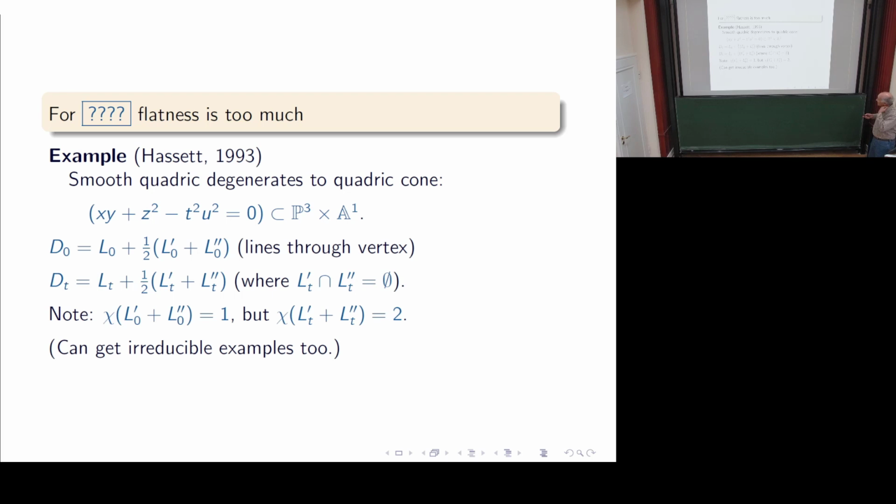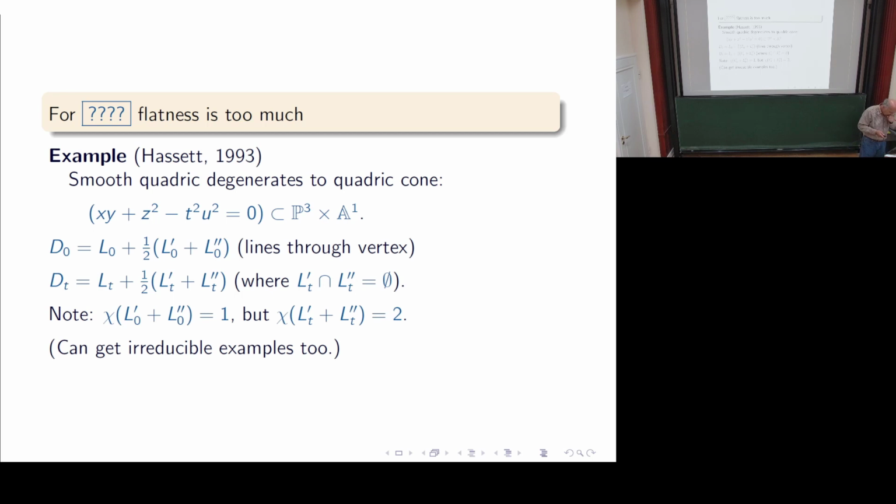The singularity is otherwise mild, so it fits in the semi-log-canonical setting. Here this is irreducible, so if I take them one at a time, then I have a flat family. But it's very easy to perturb this a little bit, and then you have examples where these curves are irreducible. So there's non-flatness even with an irreducible curve.